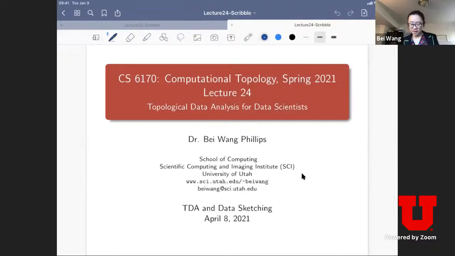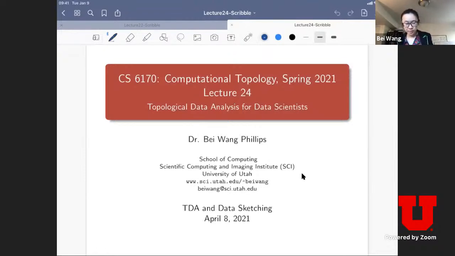What I'm going to talk about today is the combination of TDA and data sketching. How many of you have heard the word data sketching before? You can raise your hand, or put it in the chat. How many have heard about PCA before? Yeah. PCA, in some way, can be considered a way of data sketching.